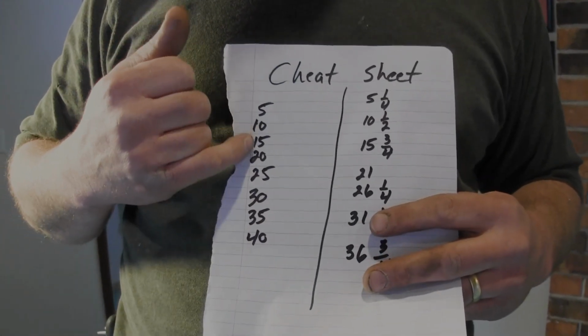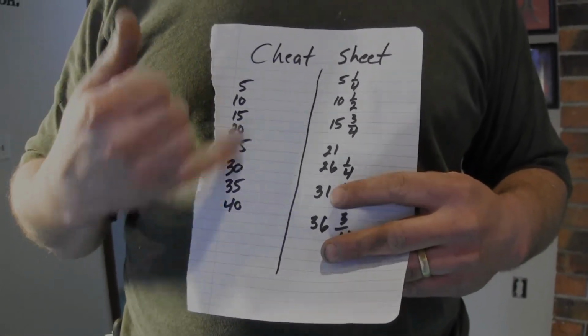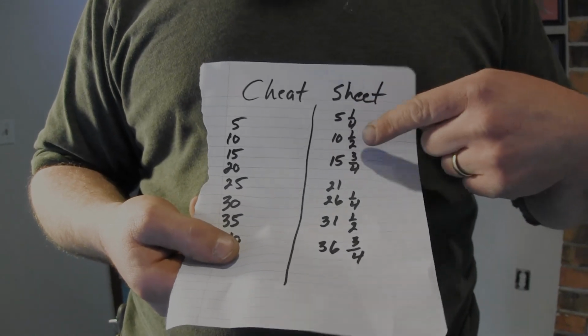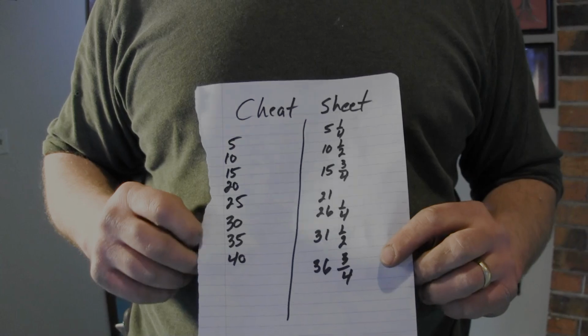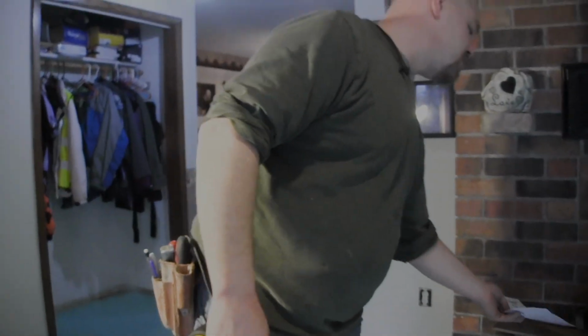So I went 5, 10, 15, 20, 25, 30, 35, 40. This is just an example. It's a nice even number. Or if you had a 5 1/4, it would be 5 1/4, 10 1/2, 15 3/4, and so on. So you kind of get the idea of what I'm talking about, and that's the process you're going to want to go through first. It's going to take some addition.